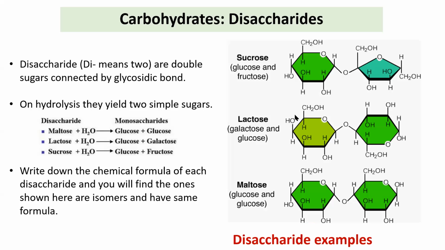So what are the other examples of disaccharides? It could be a sucrose molecule, which is a glucose and a fructose combined together. You can see this is a pyran ring, which is a 6-membered ring, and this is a furan ring, which is a 5-membered ring. Similarly, lactose is galactose and glucose, and maltose is a combination of 2 glucose molecules.